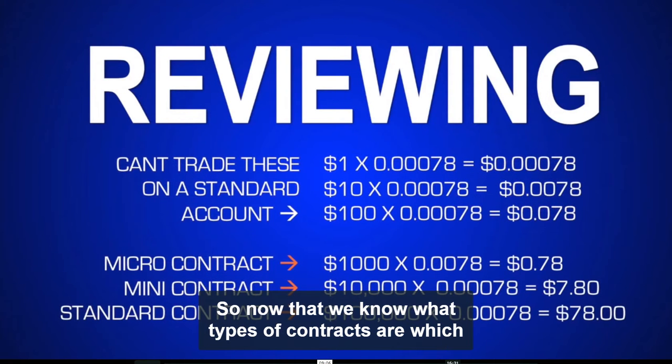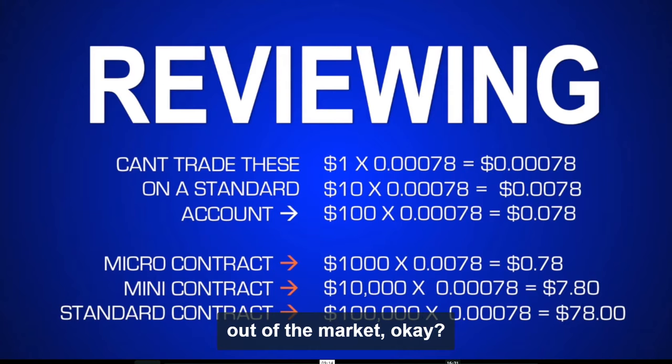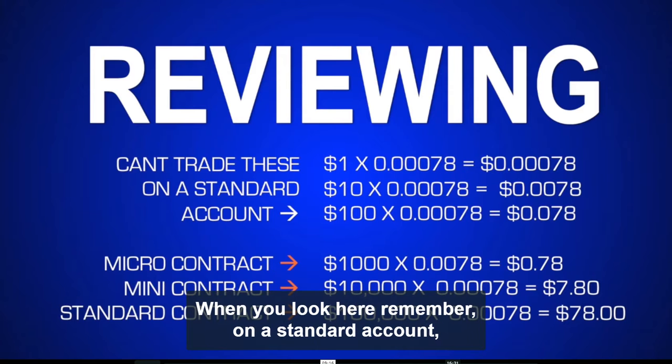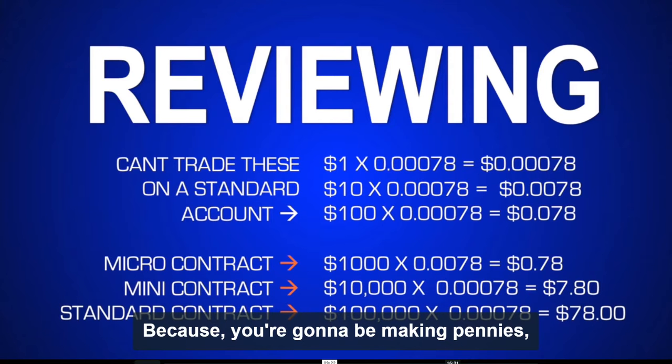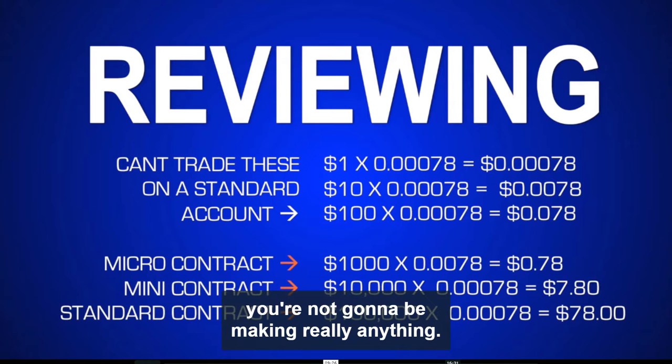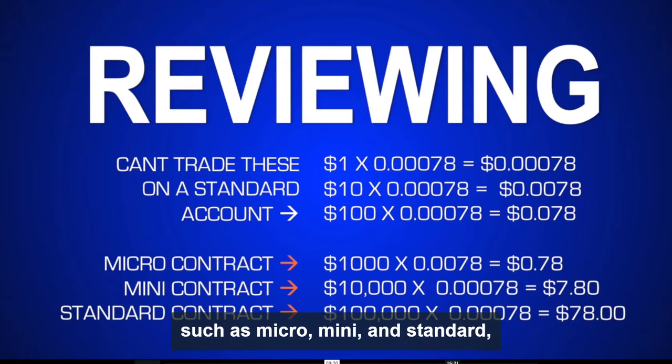So now that we know what types of contracts are which, let's go back to our scenario where you made 7 pips out of the market, okay? When you look here, remember, on a standard account, you cannot trade anything less than $1,000. Why? Because you're going to be making pennies, and then after that, you're not going to be making really anything. So that's why there are only these standard contracts, such as micro, mini, and standard.